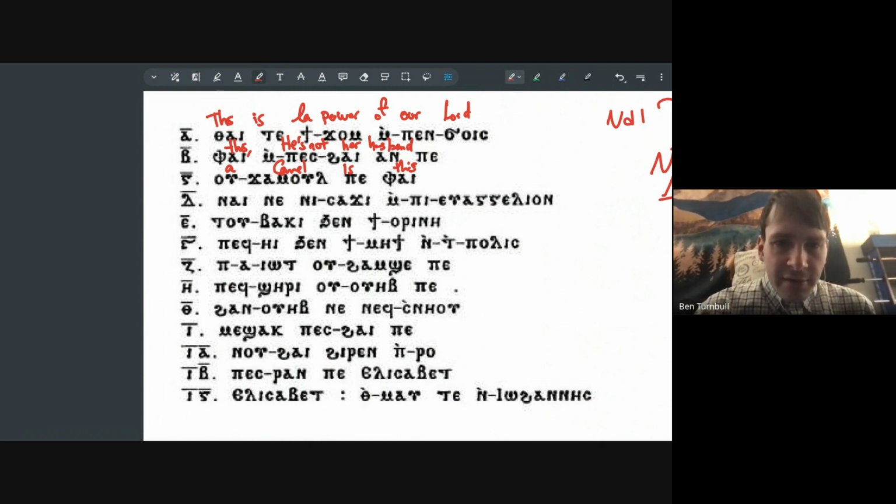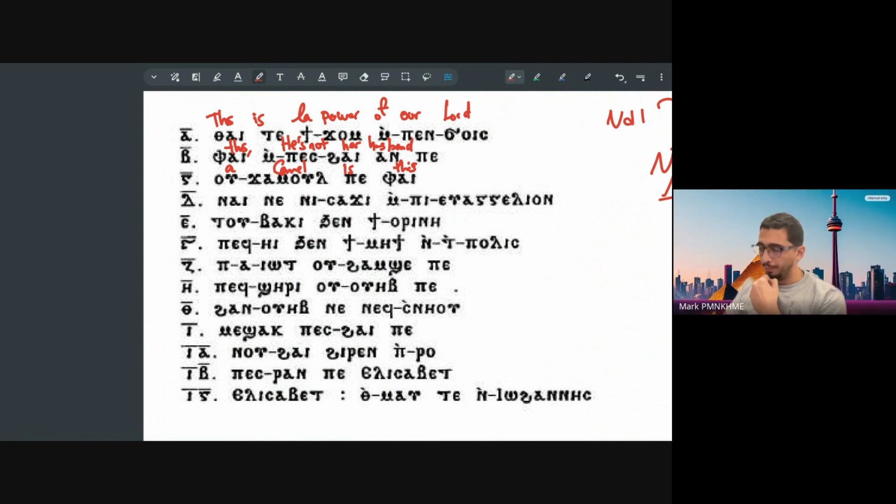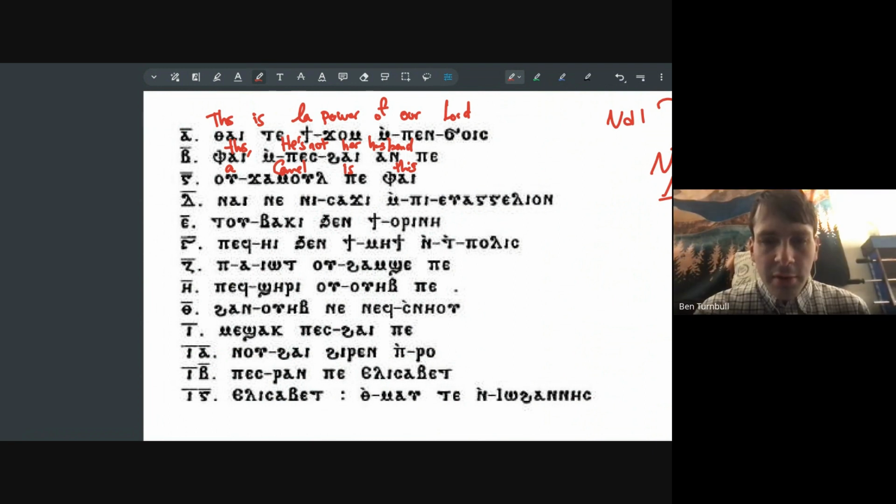Nine. Nisaji, MP, Elongelion. So, let's see. Saji. Okay, I know Elongelion is gospel. And I think it's plural, so it's the gospels. Let's see.